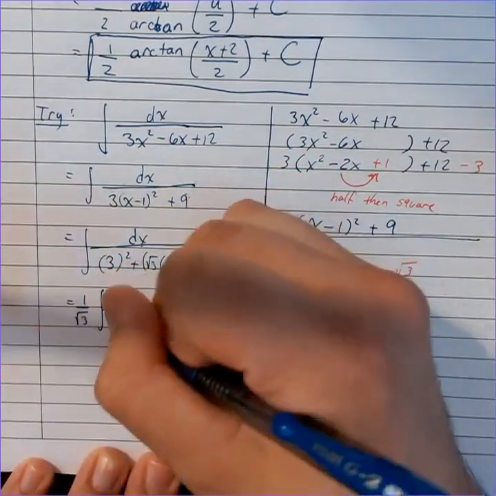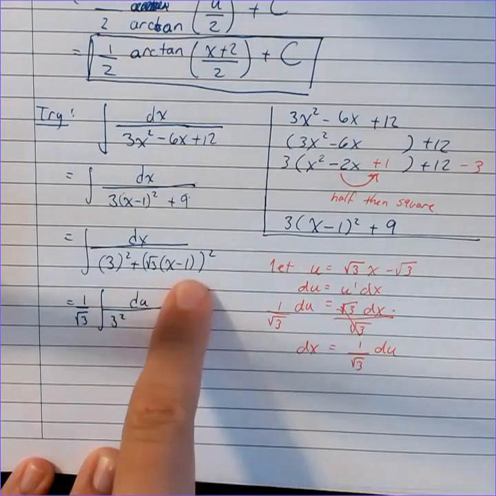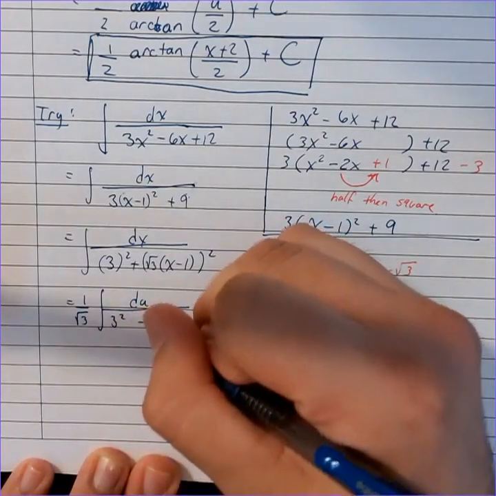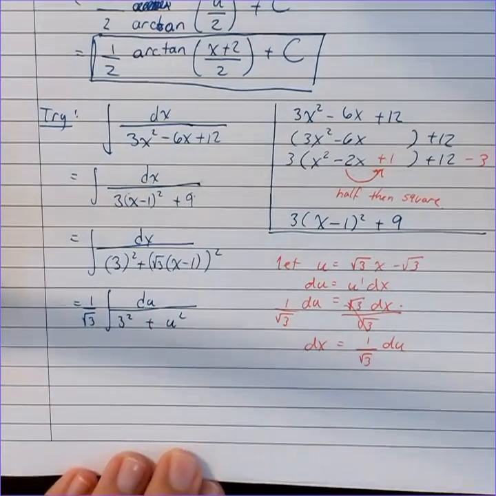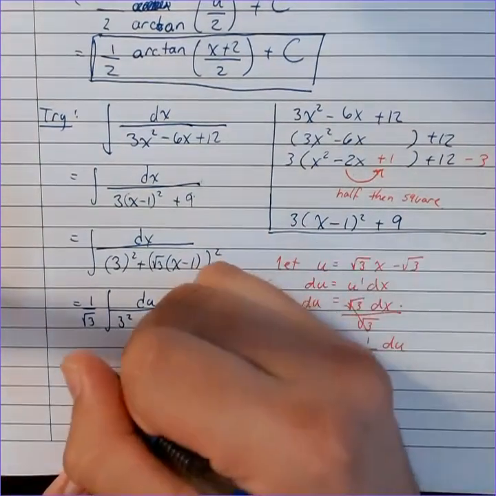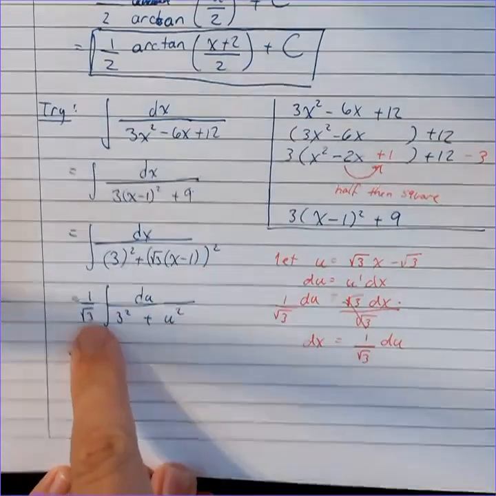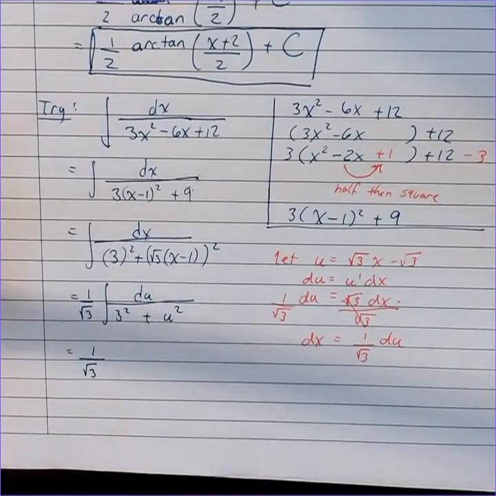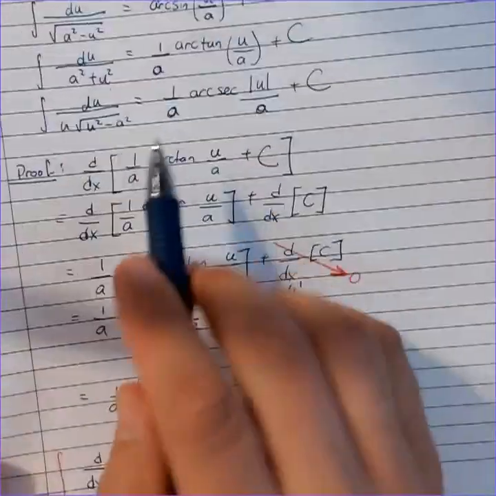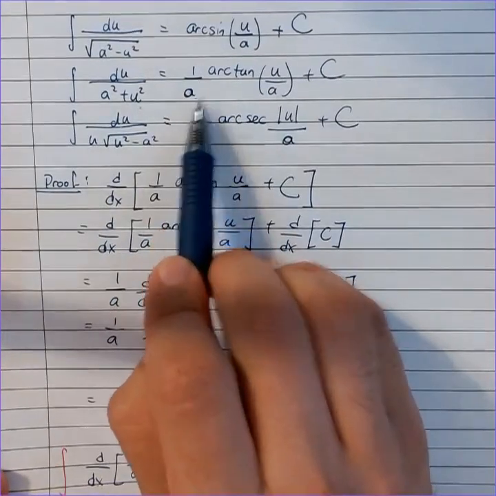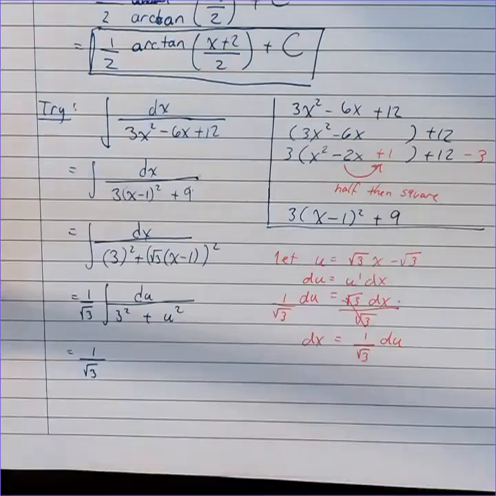Over 3 squared. And remember, that whole thing is what you're calling u. So we'll call that plus u squared. And now we're good to go. That's an arctangent function. So it's going to be 1 over root 3, that's that number outside, times, whenever we take the integral of something like du over a squared plus u squared, we saw in our theorem, that's 1 over a times the arctangent of u over a.